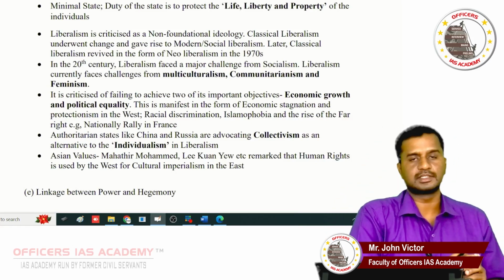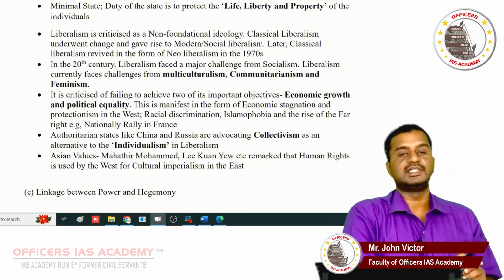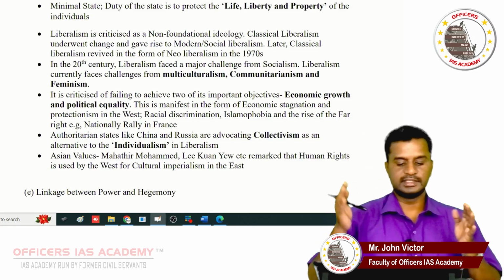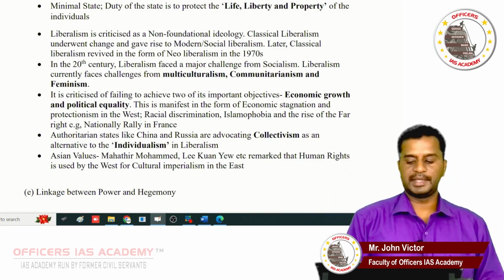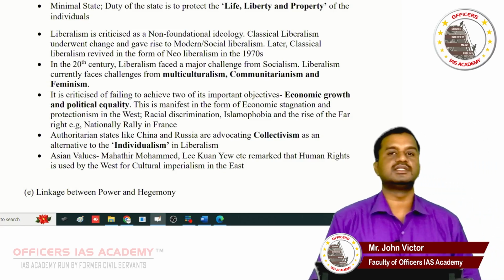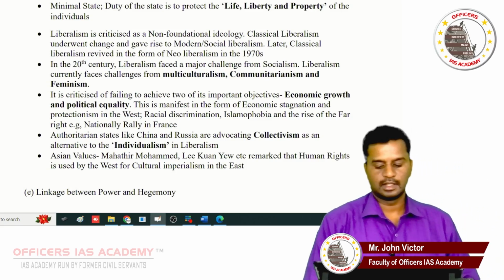Feminists also criticize liberalism. Liberals give importance to the individual, but they consider the individual as a man. They don't give importance to the concept of gender. These are the criticisms against liberalism. Economic inequality is also a criticism against liberalism. This criticism is mainly brought by the socialists and Marxists.